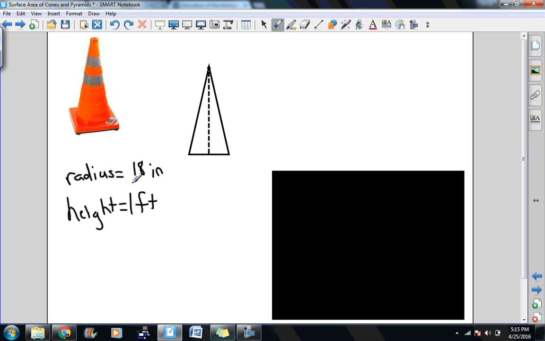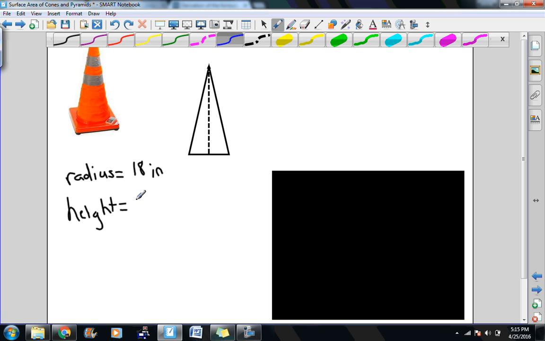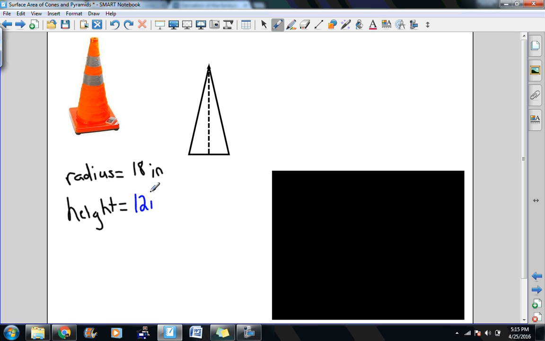So this is the radius of 18 inches. That's from here to the outside. But then the height of the figure is 1 foot. Well, the problem here is that we want this in inches. So I'm going to convert 1 foot to 12 inches before we start.